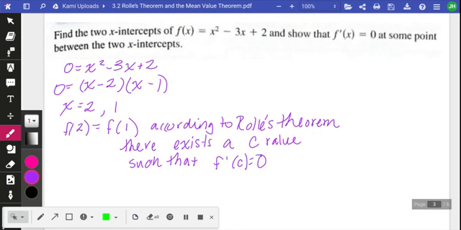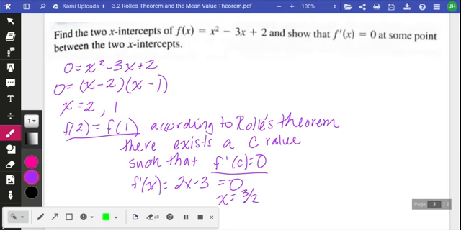Okay, and so it just asks to find the two intercepts and then show that at some point between, and we can find that point too. So if we do that, f prime of x is equal to 2x minus 3, and that is going to be equal to 0 at, add 3 to both sides, divide by 2, x equals 3 halves, which is somewhere in between 2 and 1. It's 1.5, and so that works. It's supposed to be in between. So this is where your horizontal tangent exists. But Rolle's theorem basically said, since we did this, there has to be this, and we found exactly where that was.